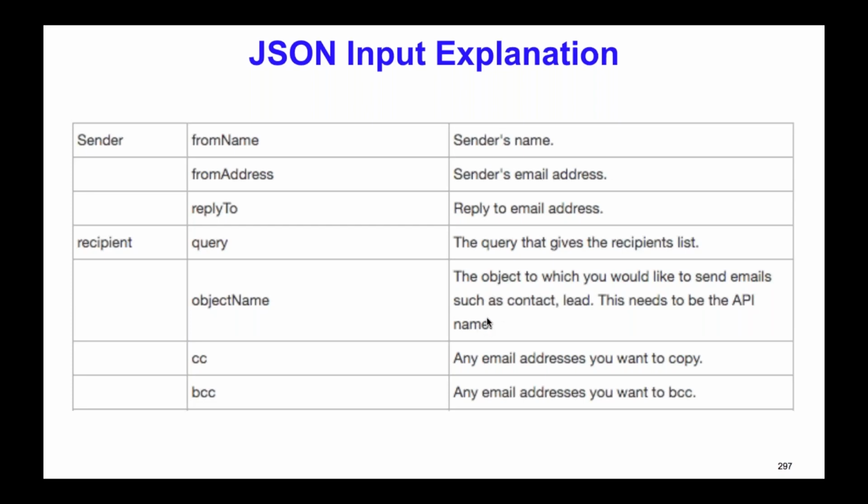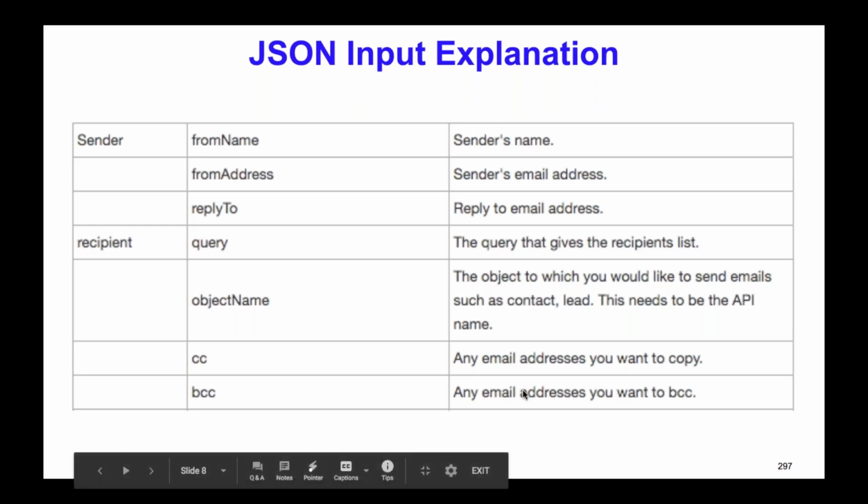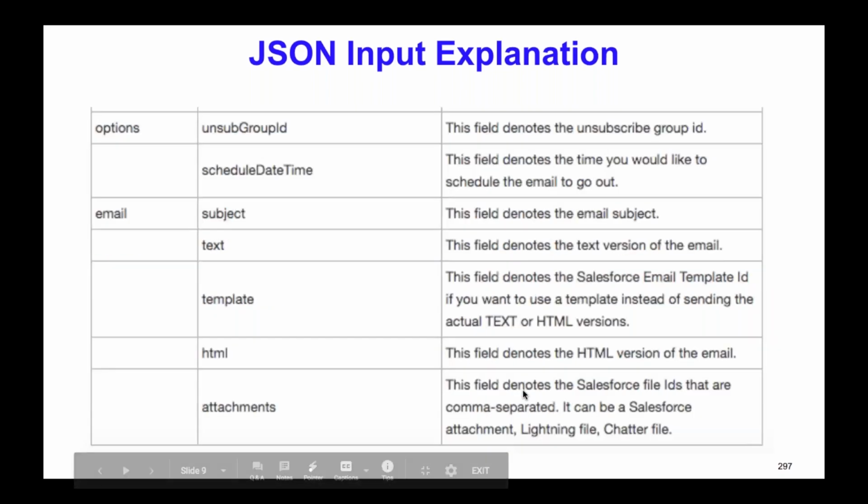We support any object that has an email field in it, as long as you enable those objects in MassMailer. And you can do CC, BCC. Again, those are the email addresses that you want to copy, or BCC. And then this is the unsubscribe group ID, and then schedule date and time. You have to pass the schedule date and time in the Salesforce format, the way they take the date and time value. That's what you need to pass.